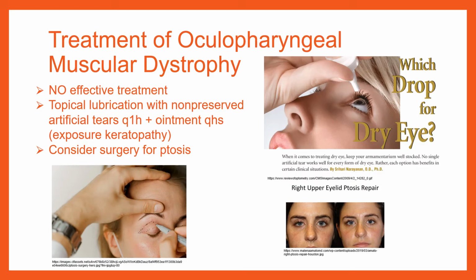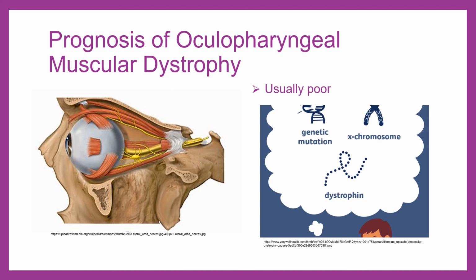Treatment for this disease includes topical lubrication every hour, plus an ointment in the eye before bed. This is to prevent exposure keratopathy. For ptosis that diminishes function by getting in the way of vision, we may consider surgery. Unfortunately, the prognosis of oculopharyngeal muscular dystrophy is poor, like other diseases in CPEO, and this prognosis is related to vision.